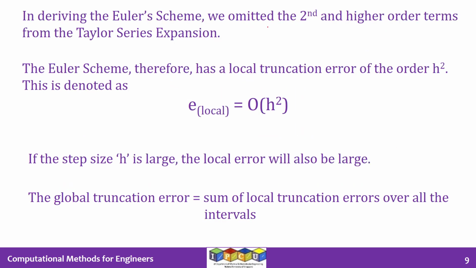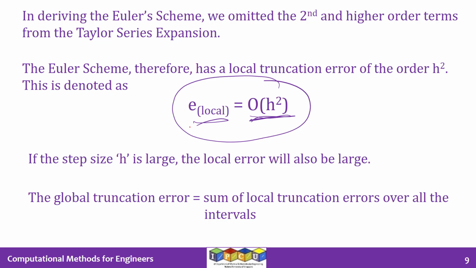Now, as I already said, the error in the Euler scheme is going to be of the order of h squared because that is the leading term that was dropped off from the Taylor series expansion. Therefore, the error is of the order of h squared at every instant in time, right? At every value of the independent variable, when you evaluate the dependent variable, you're going to have an error of the order of h squared. And because it is always computed at every step, this is called a local error. So the local error is of the order of h squared.